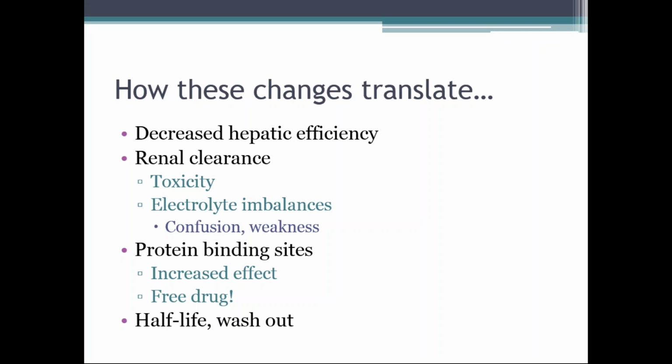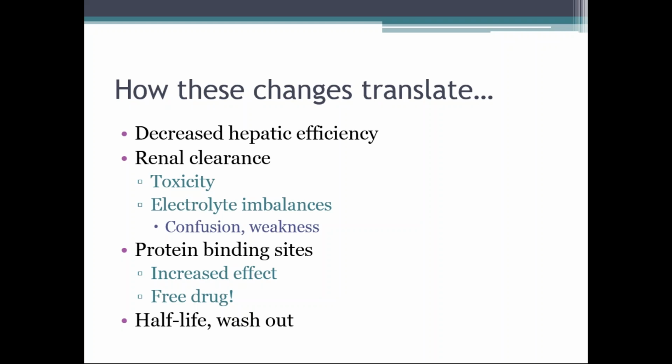And electrolyte imbalances, sodium gets too low, potassium gets too high, you'd be concerned about calcium, concerned about magnesium. Any of those things can cause confusion, can cause dizziness, can cause weakness. And again, the protein binding issue, because there's just more drug available. It takes longer to get out of there. The half-life's going to be longer. A washout will take longer as well.